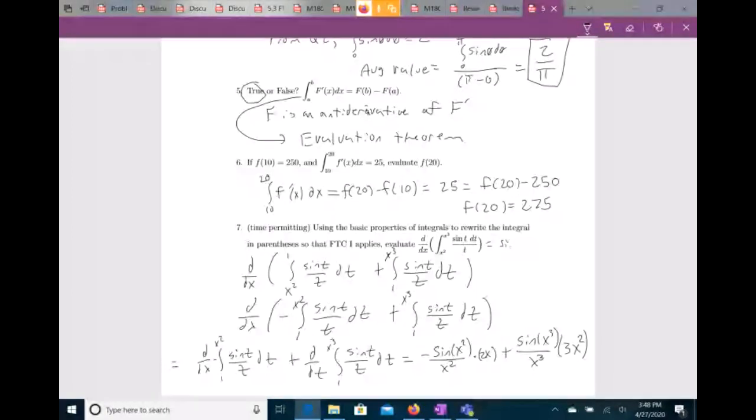So this is sine x cubed over x cubed times 3x squared, minus sine x squared over x squared times 2x. Things actually simplify here a bit, because x squared over x cubed gives you an x in the denominator, and 2x over x squared gives you an x in the denominator. So this would be the most simplified answer.